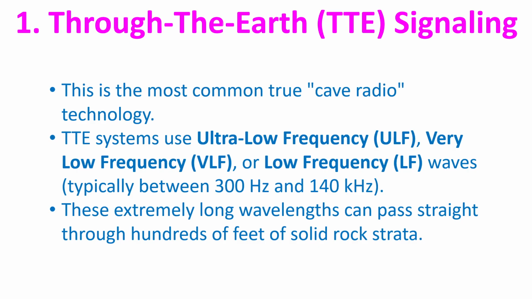Through the earth signaling. This is the most common true cave radio technology. TTE systems use ultra low frequency, very low frequency, or low frequency waves, typically between 300 Hz and 140 kHz. These extremely long wavelengths can pass straight through hundreds of feet of solid rock strata.